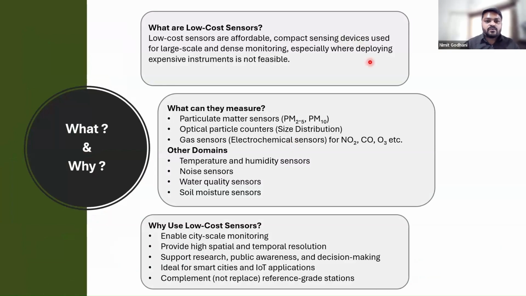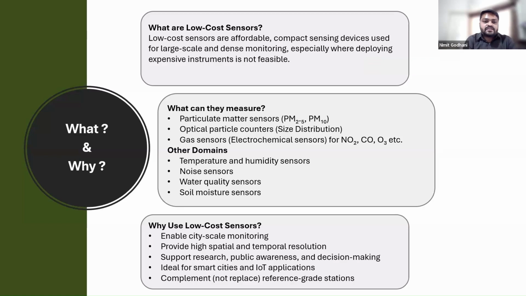What can they measure? In recent trends across the world, mostly people are using PM2.5 and PM10 sensors. They are based on Mie scattering theory, so they actually work on light scattering principles.